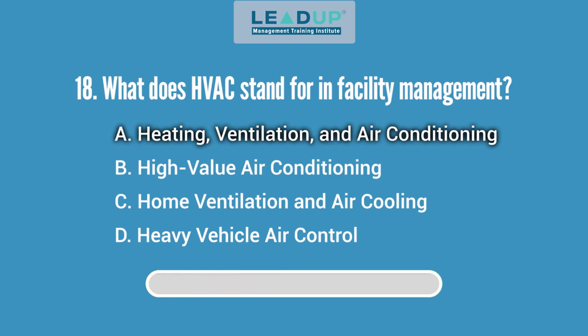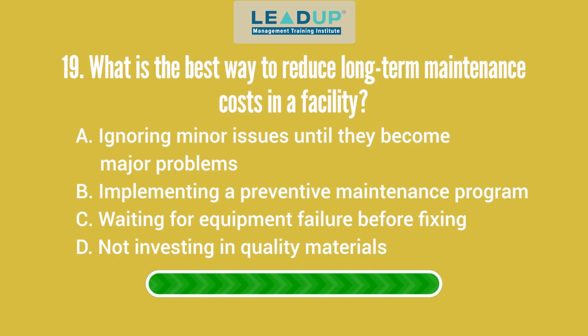Answer: heating, ventilation and air conditioning. Question 19. What is the best way to reduce long-term maintenance costs in a facility? A. Ignoring minor issues until they become major problems. B. Implementing a preventive maintenance program. C. Waiting for equipment failure before fixing. And D. Not investing in quality materials.